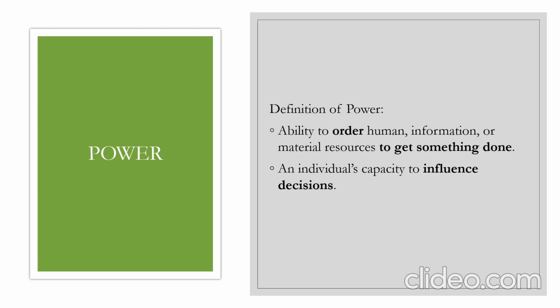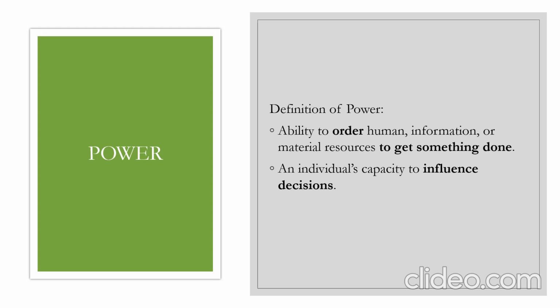Power is the ability to order human, information, or material resources to get something done. It is an individual's capacity to influence decision. So power is actually ability to order. Order here means mengarahkan, memberi arahan. Okay, so keupayaan untuk memberi arahan kepada human resources, to the workers, information resources, sumber maklumat, and also material resources, sumber material, to get something done. So basically, it is the ability to give instruction to other people and for them to follow the instruction.